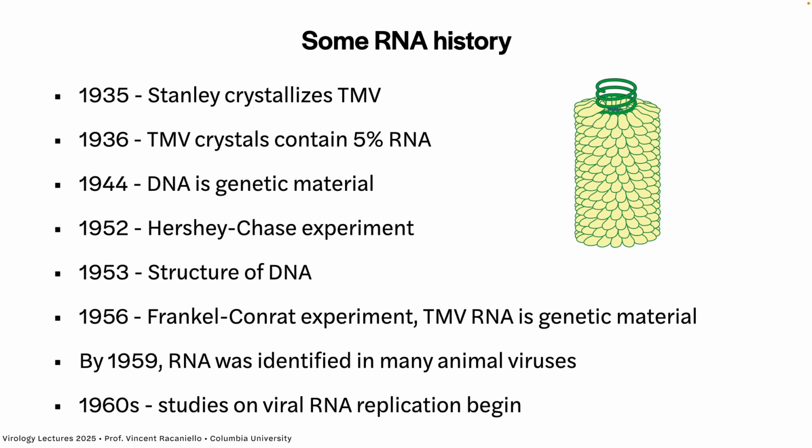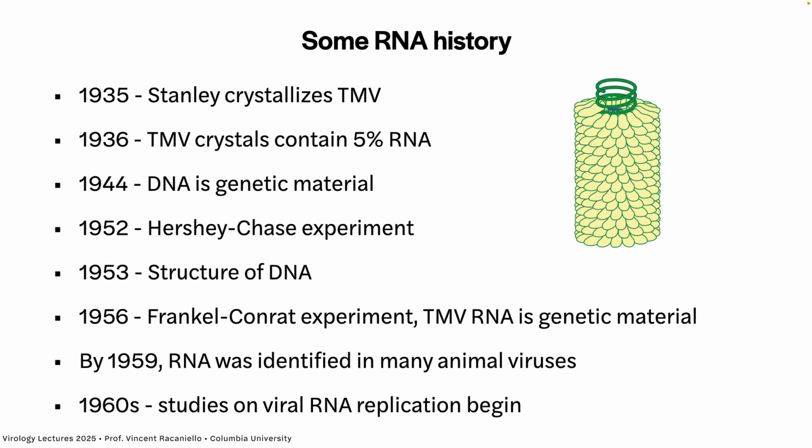A little bit of RNA history. In 1935, Stanley crystallized tobacco mosaic virus. He made crystals of it. We talked about this before. And he finds that the crystals contain 5% RNA, and he thinks it's a contaminant. He thinks that the protein is the genetic material. He got a Nobel Prize for crystallizing TMV. He probably should have given it back for concluding that the RNA was a contaminant.